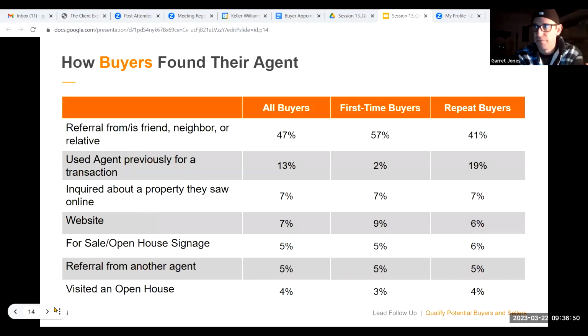And on the same kind of vein as that, most consumers have enough room in their head for two real estate agents. So I am either one or two, or I don't exist.